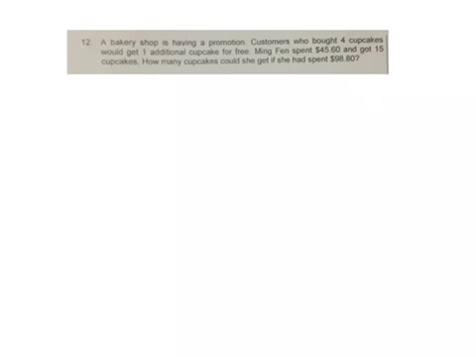Now for question 12, a bakery shop is having a promotion. Customers who bought 4 cupcakes would get 1 additional cupcake for free. Now Mingfen spent $45.60 and got 15 cupcakes. How many cupcakes could she get if she had spent $98.80? So we need to know how much 1 cupcake costs first.